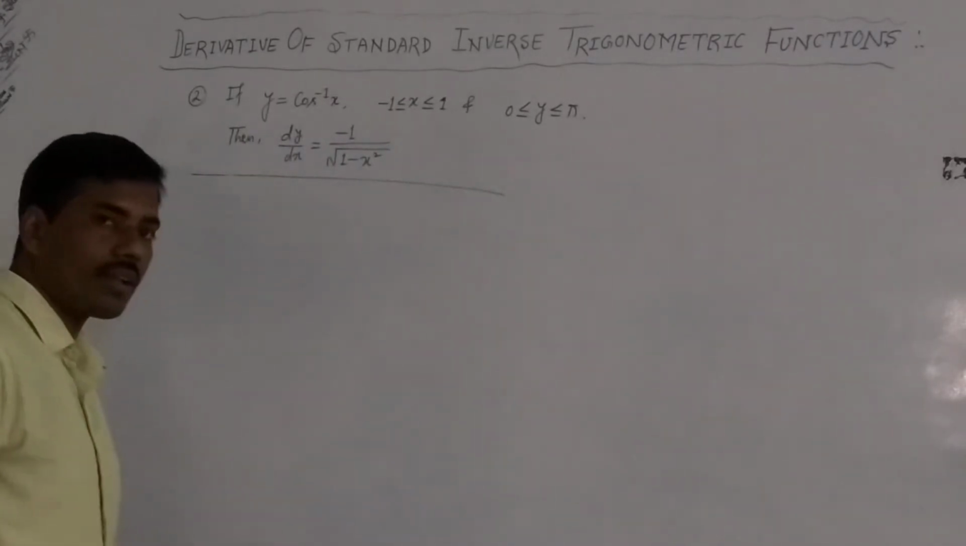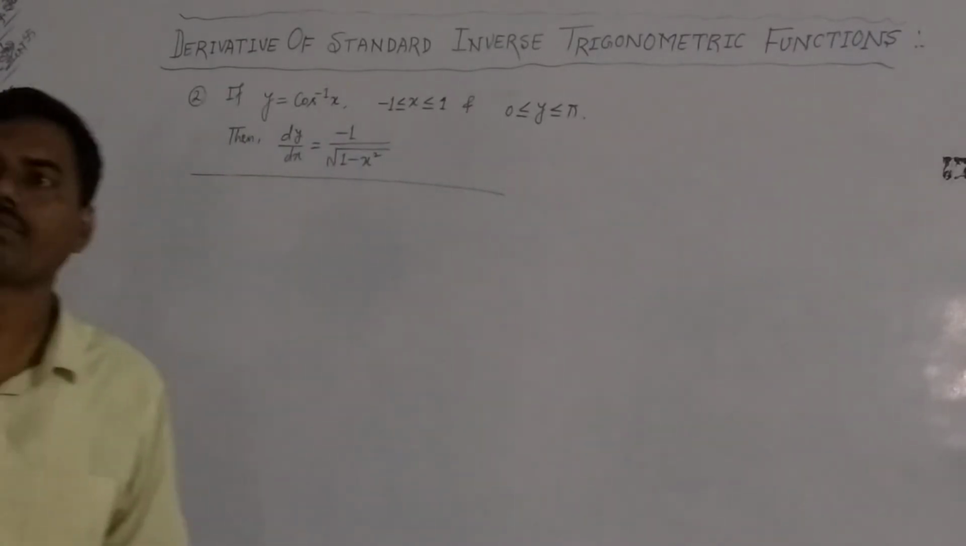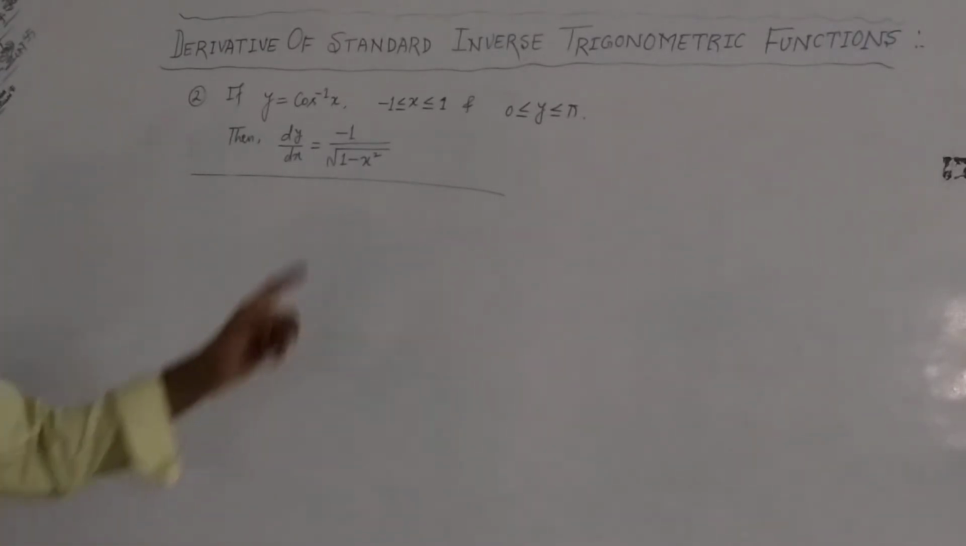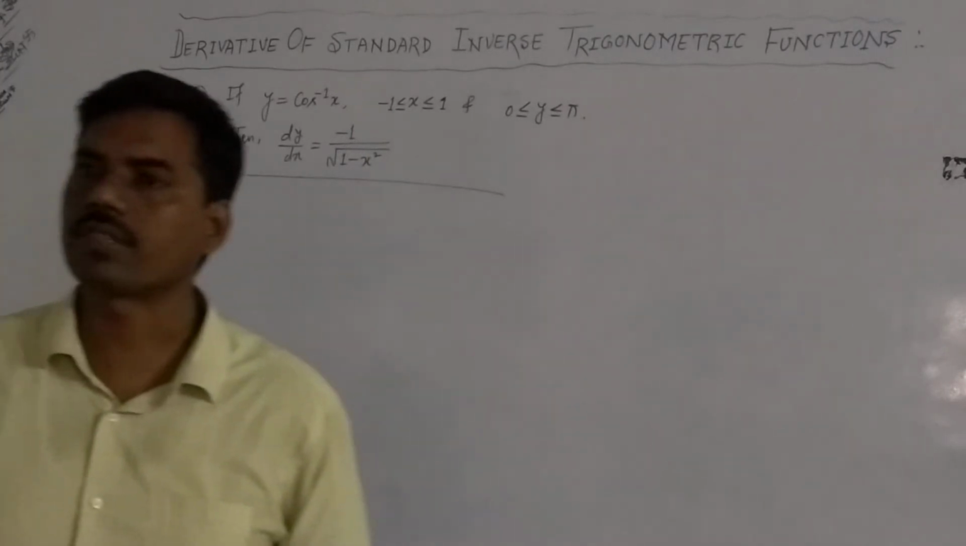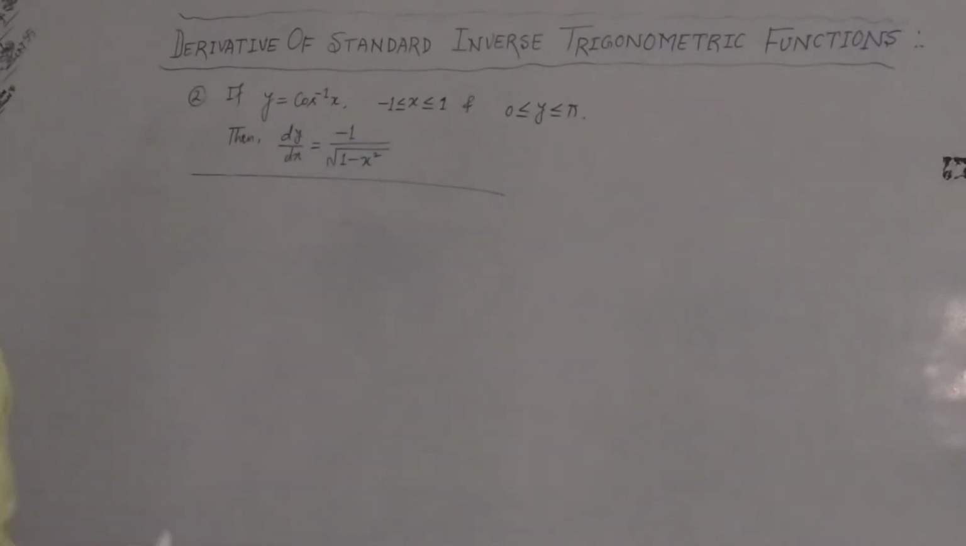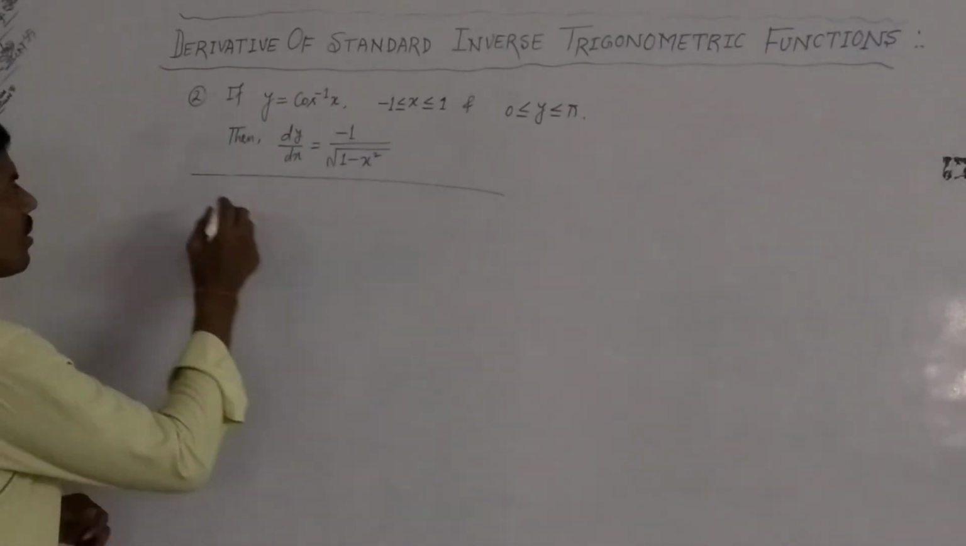Okay, then the first order derivative of y with respect to x is given as -1 upon under root of 1 minus x square. Okay, let us prove this result.